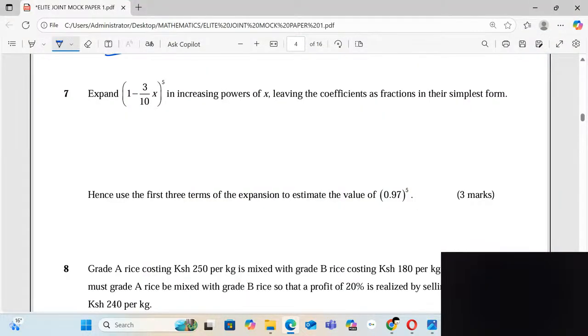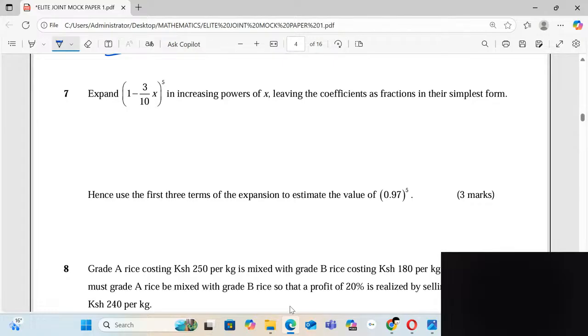We can move to question number 7. It says expand (1 minus 3 over 10 x) to the power 5, in increasing powers of x, leaving the coefficients as fractions in their simplest forms. So it is raised to the power 5, so you have to look for the coefficients for power 5. You can look at them at the back of your mathematical table.